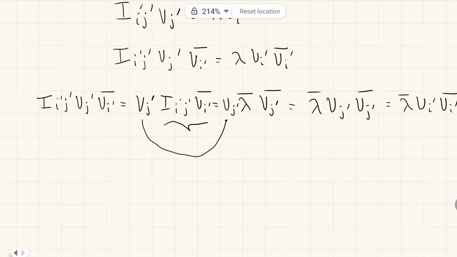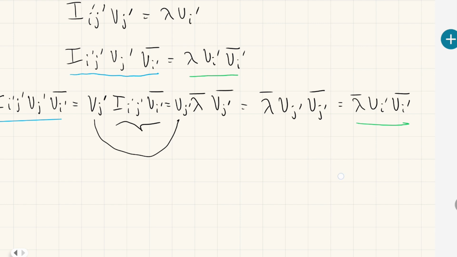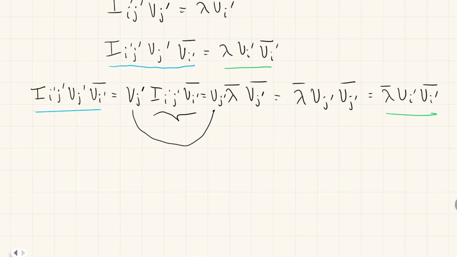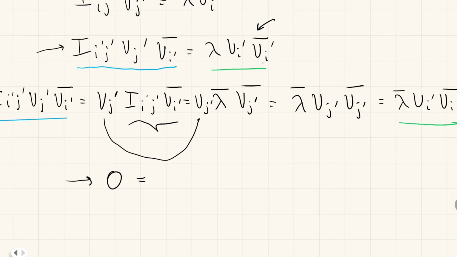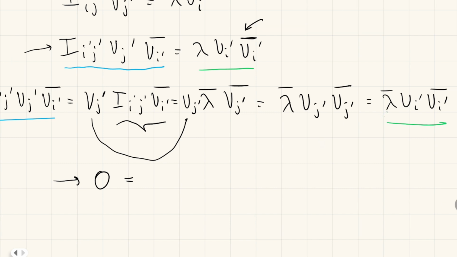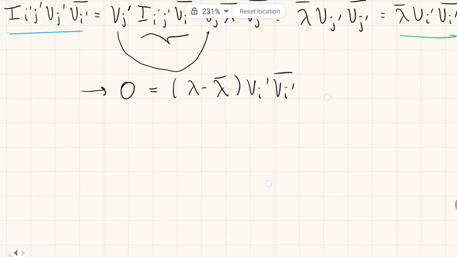Okay, so here we have this term over here, this term over here, and this is equal to this, and this is equal to this. So we are going to subtract both equations. This term minus this term is going to be equal to 0, so we are going to get 0 here. And then we can take a common factor b i prime conjugate and just subtract lambda minus lambda conjugate. So this will be lambda minus lambda conjugate times b i prime conjugate.